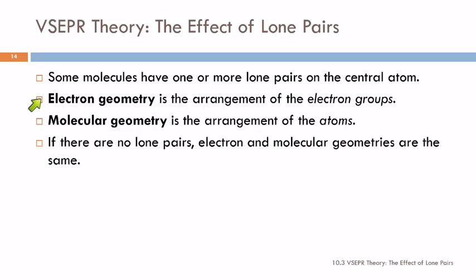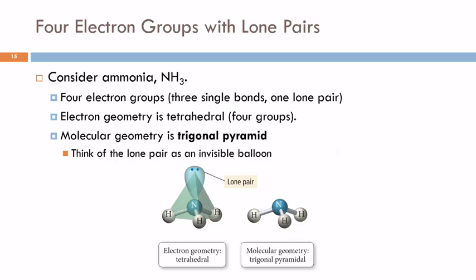We can have an electron geometry. That's the arrangement of the electron groups. And then when we have lone pairs, especially, we talk about a molecular geometry. That's the arrangement of the atoms. If there are no lone pairs, then the molecular geometry is the same as the electron geometry.